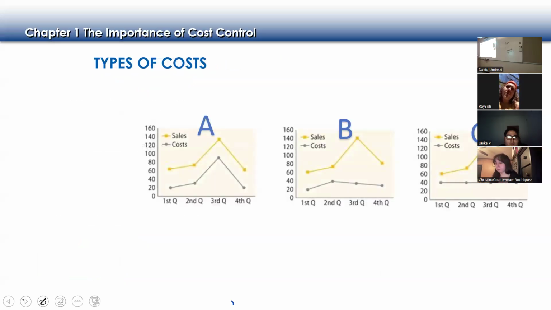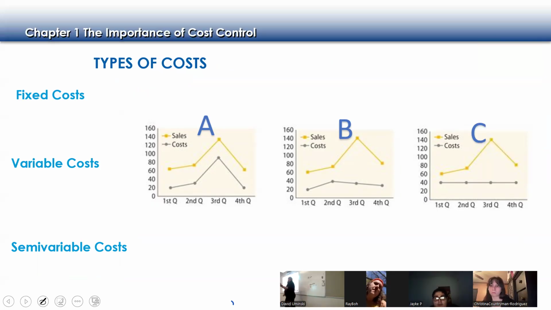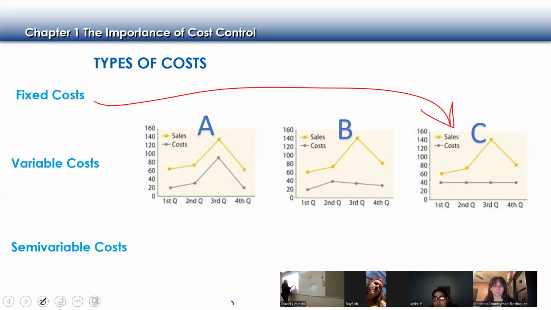Okay. So we have three different types of costs: fixed, variable, and semi-variable. Who thinks they know which graph is represented by the fixed costs? Graph C. Yes. Graph C. Why? Because the costs are staying at the same cost for every single time it's been used. Exactly. You see how our cost line, which is the gray, it stays the same. Doesn't move up and down.